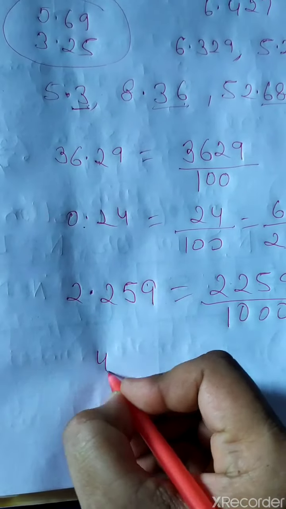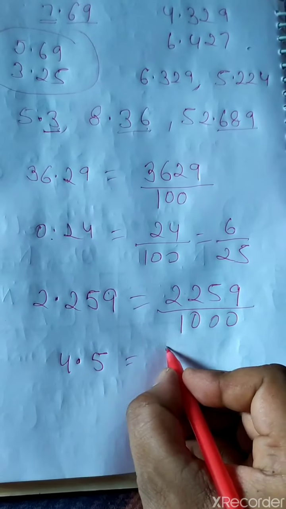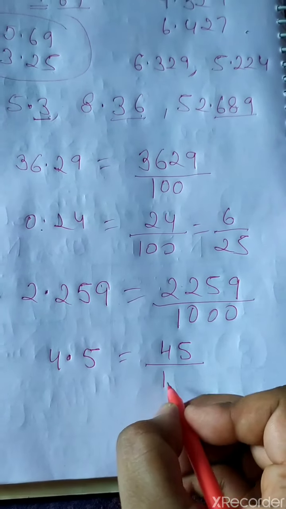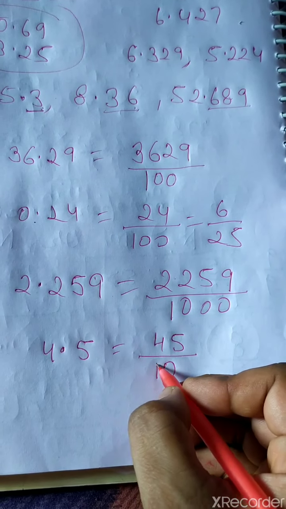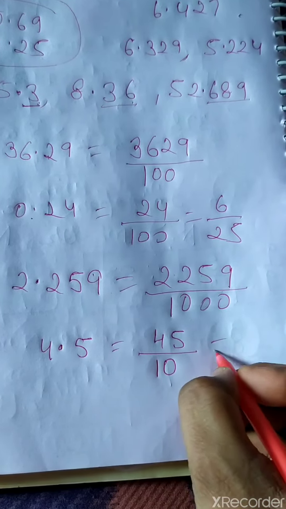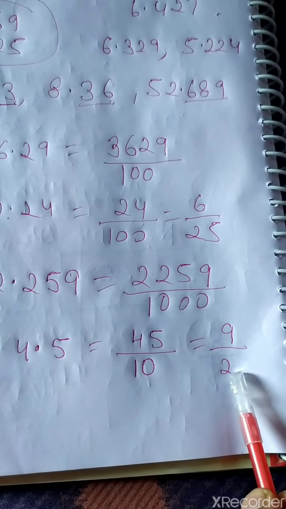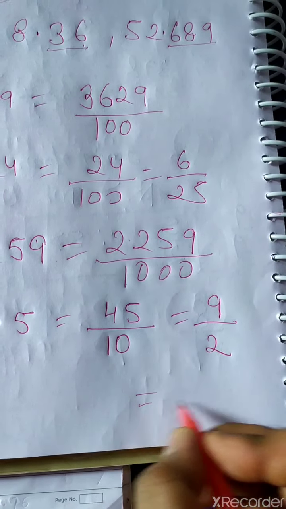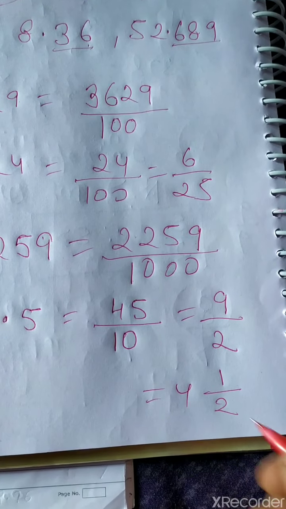If the next number given is 4.5, then you can write 45 by 10. The one decimal point removed, then write downside 1, and after that how many decimal digits? 1 decimal digit, then 1 zero. Cut 5 into 9 times, 5 into 2 times, the number is 9 by 2. Yes, now after converting this number into a fraction, you can convert into a mixed fraction. This is what? 2 into 4 times, 4 whole 1 by 2.